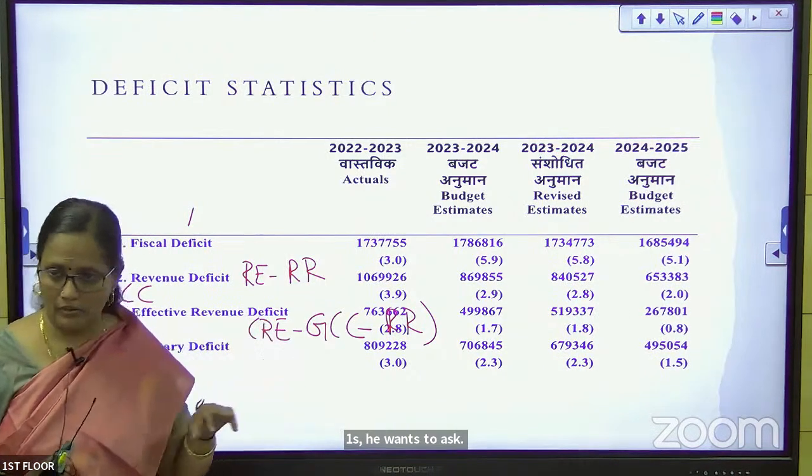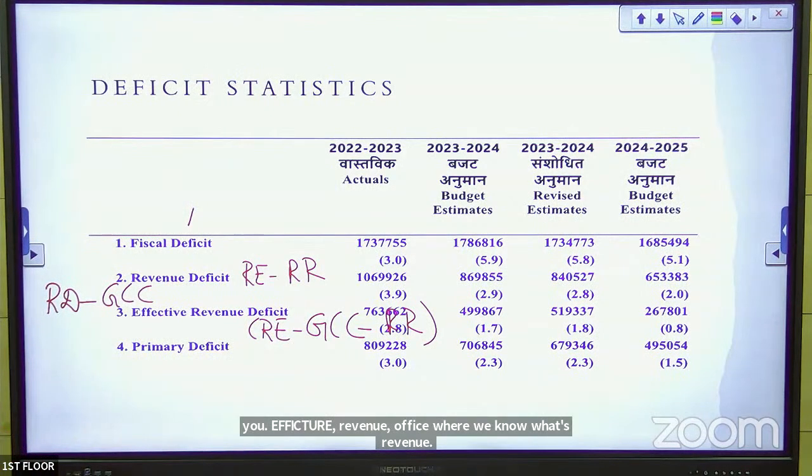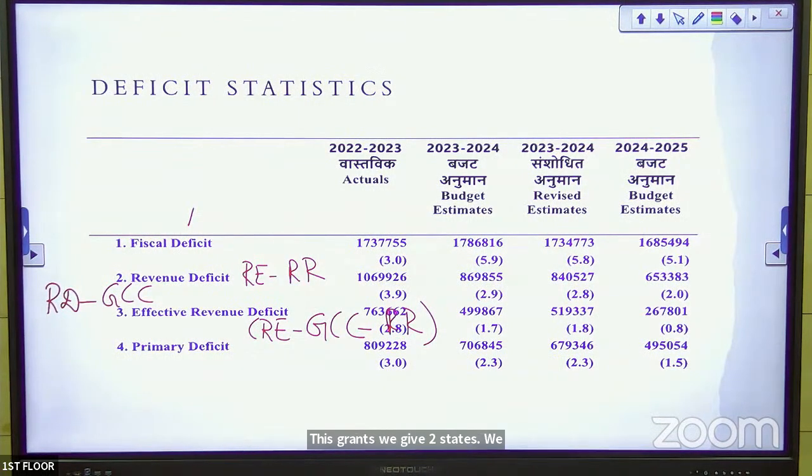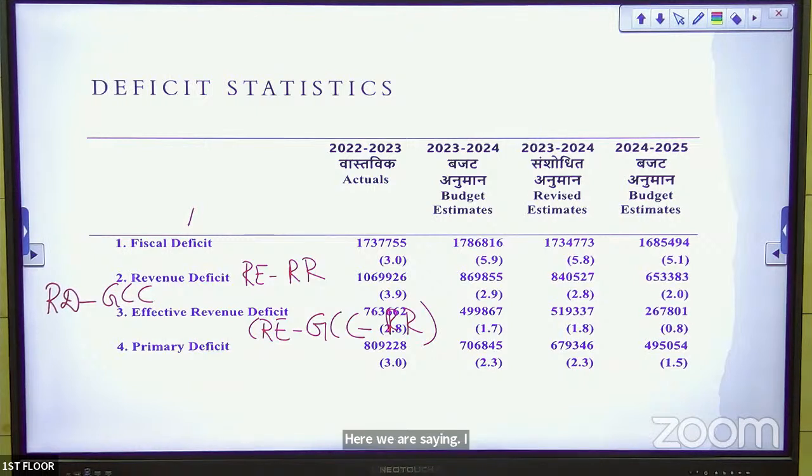Effective revenue deficit. We know what is revenue expenditure, is it not? In the revenue expenditure, we also have a variable called grants. These grants we give to states, we can give to union territories, we can give to other countries. Like how we said under the non-tax revenue receipts, grants received. Here we are saying grants given. Assume that I am the central government. Under the grants given, I give you 100 crores. You are the Tamil Nadu state.